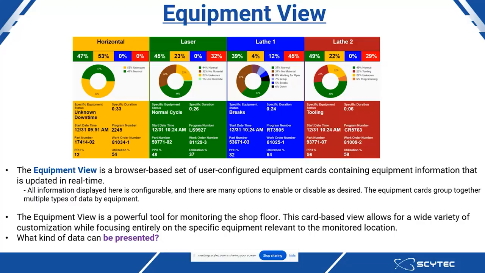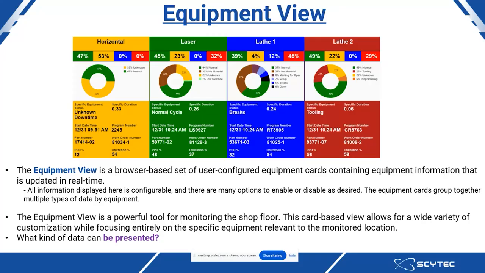If you look at this screenshot of the equipment view that you can see in the center of the screen, we have four different cards with different colors showing four different pieces of equipment. On the far left side, we have a horizontal mill machine, and you can see the color orange is all over this card. That orange is indicating that the specific equipment status is in an unknown downtime, and it's been in that status for about 33 minutes.